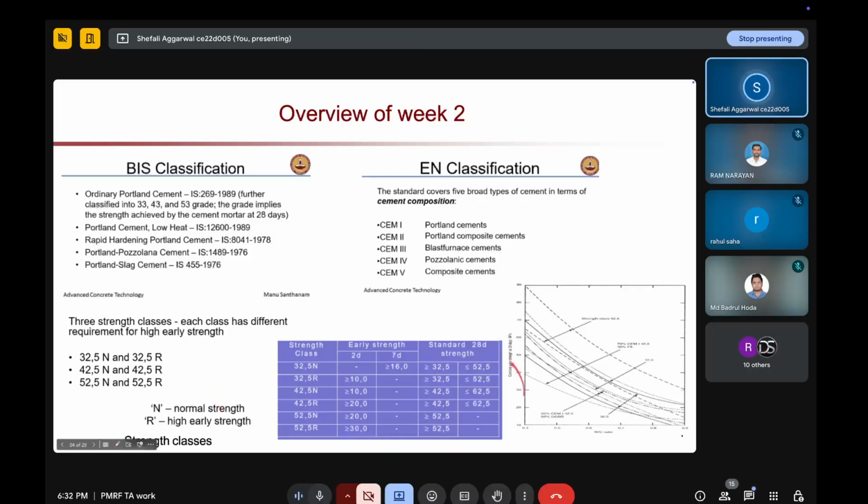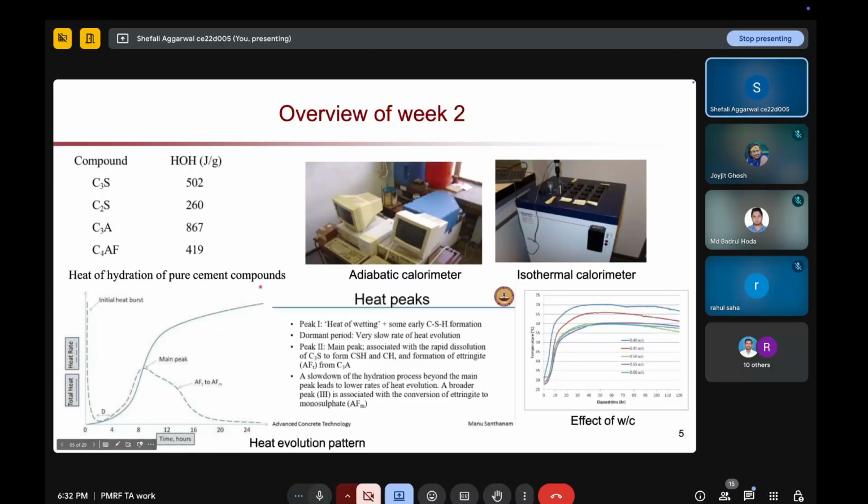This table tells about the different strength values for different types of cements, and this again tells us the relation between water to cement ratio and compressive strength for different strength-based cements. So that was the different classification of cement.